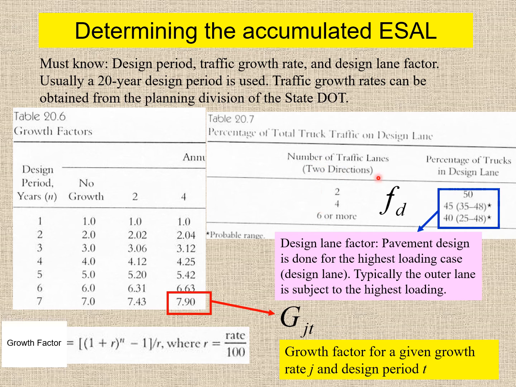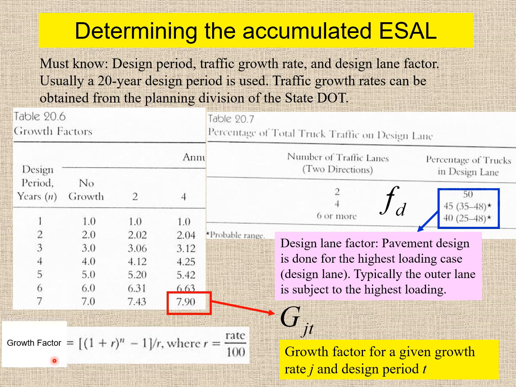So you can see the number of traffic lanes, two directions. If you are having two, in that case we consider the design lane factor F sub D as 50%, or you can say 0.50. And when you are having four total lanes, the range is from 35% to 48%, and you can take the 45 value. Generally we consider 45% in that case. And when you are having six or more lanes, the range is 25% to 48%, and usually we take 40%. So these are the percentages: 50%, or 0.5, 45%, or 0.45, 40%, or 0.4.